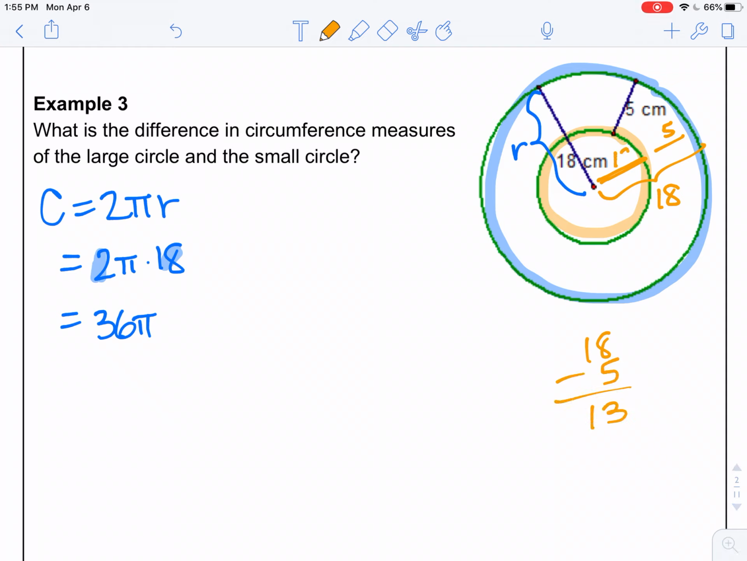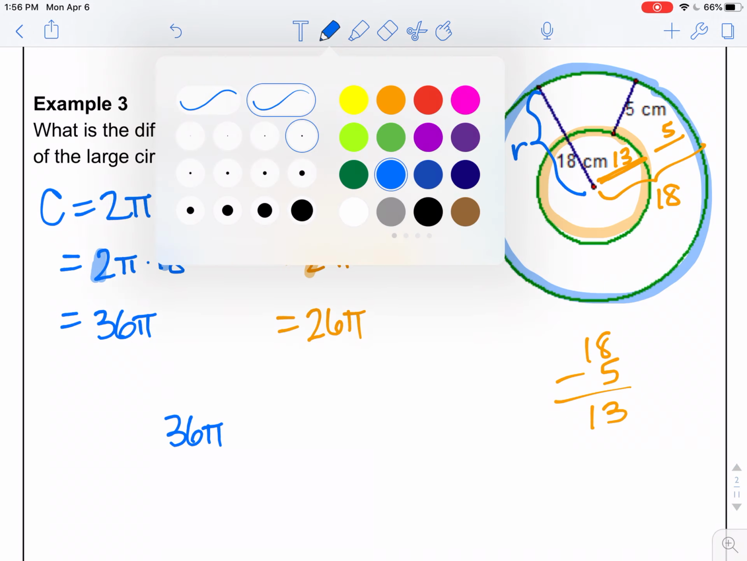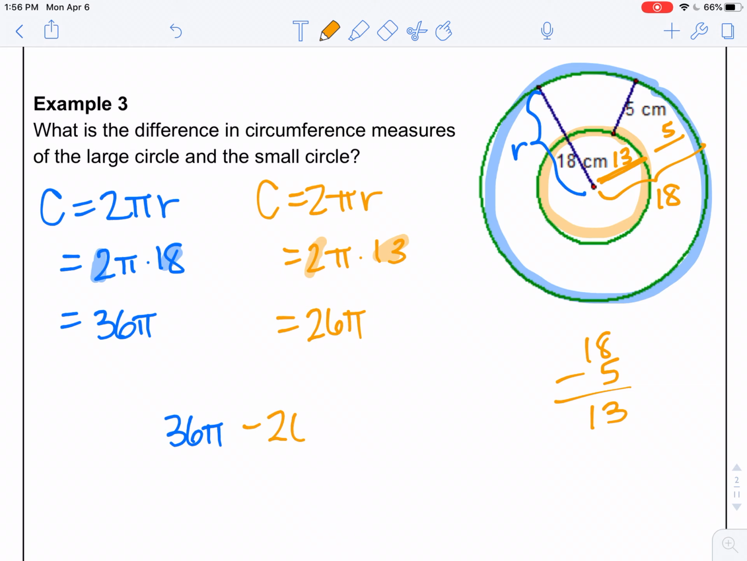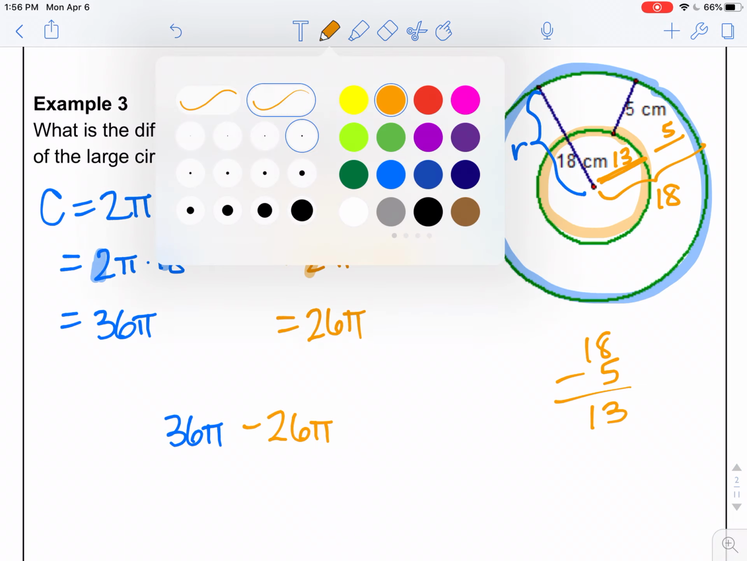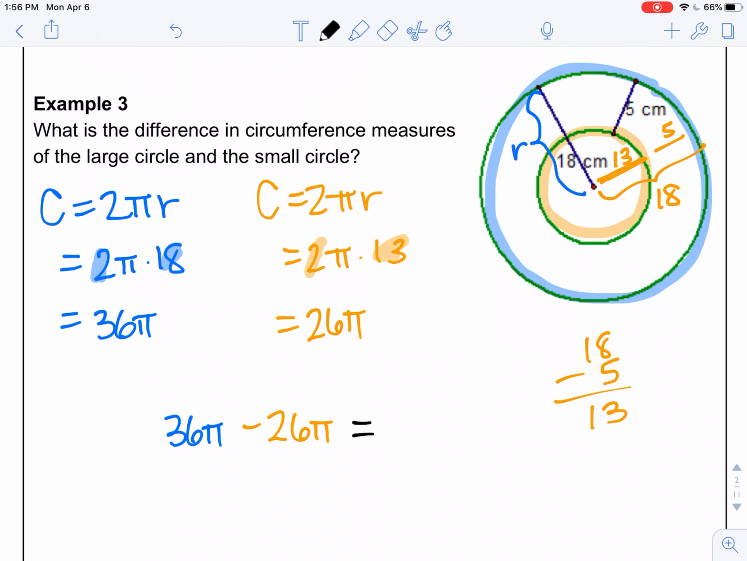I get 13 for my mini radius of that inside circle. So C equals 2 pi r again, so 2 times pi times 13. I'm going to multiply my 2 and my 13, my whole numbers, to get 26 pi. If I want to do my difference, I'm going to take 36 pi minus 26 pi, and my overall difference, 36 pi minus 26 pi, is 10 pi.